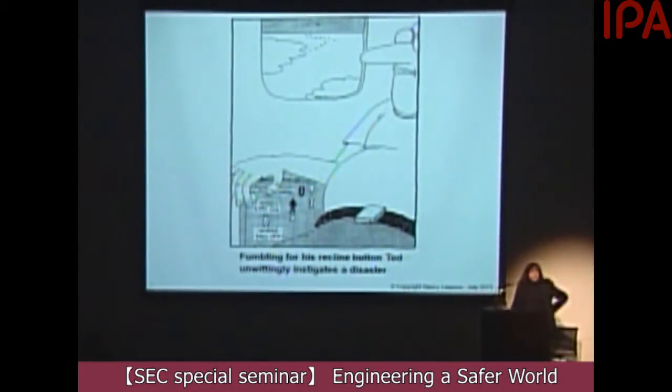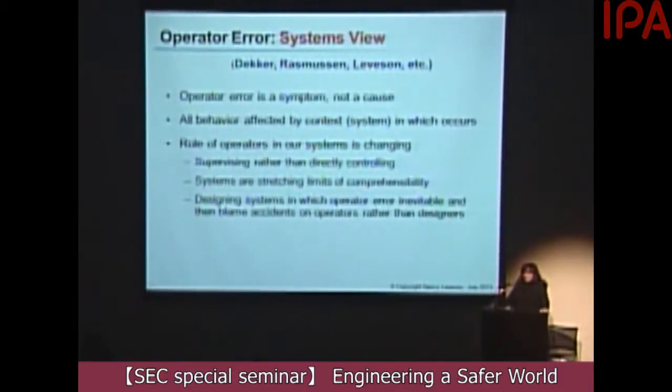We know that behavior is always influenced by the system in which it occurs, the design of the system. So in the new systems view, operator error is considered to be a symptom, not a cause. All behavior is affected by the context in which it occurs. We build systems where operator errors are inevitable, and then we blame the operator for the error. One of the examples, we were talking about security earlier.